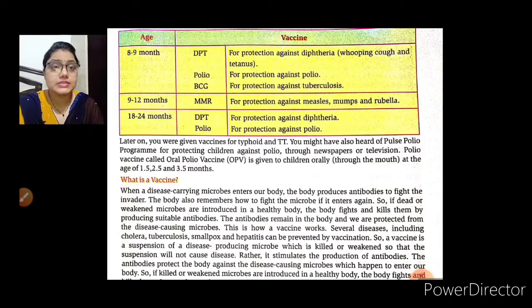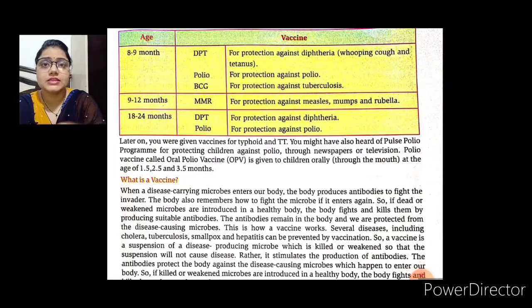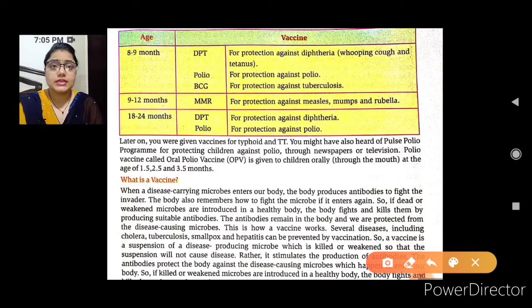For that, I have given you this table as homework, that you have to draw in your notebook. I hope that you have done that. Now I am going to explain this table, beta. In this table you have seen that for the different age groups there are different vaccines which we have to give to the child after their birth.